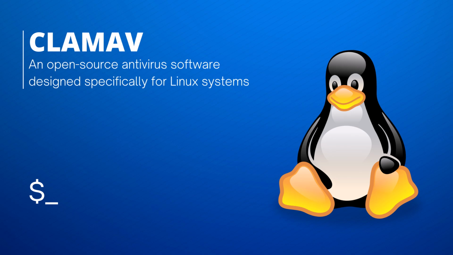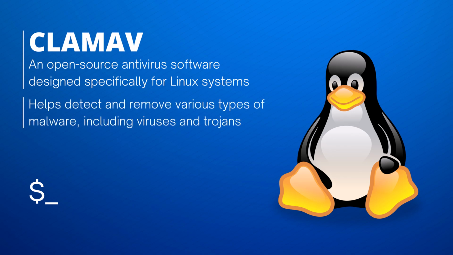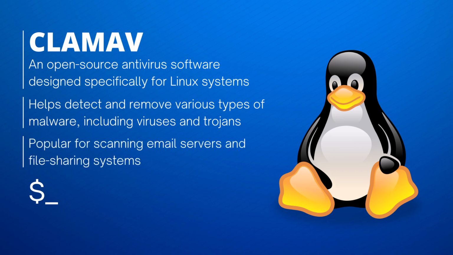ClamAV is an open-source antivirus software designed specifically for Linux systems. It's a powerful tool that helps detect and remove various types of malware, including viruses and trojans. ClamAV is particularly popular for scanning email servers and file sharing systems, making it an essential part of your Linux server security toolkit. Here are some of the key features of ClamAV.